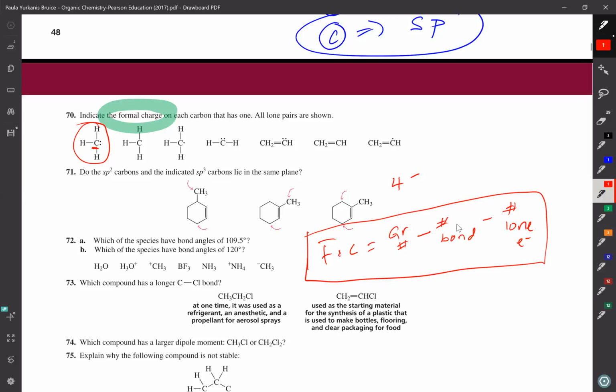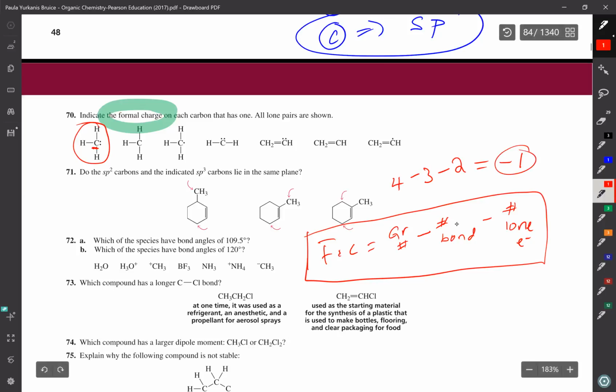3 bonds. How many lone electrons are there? 2 lone electrons, exactly. So that's the math you have to do, and when you do that, it gives you -1. So the formal charge of that particular carbon is -1.